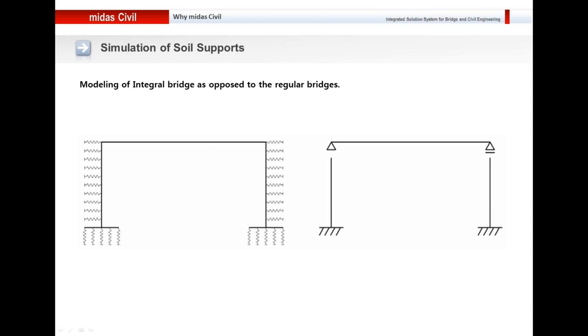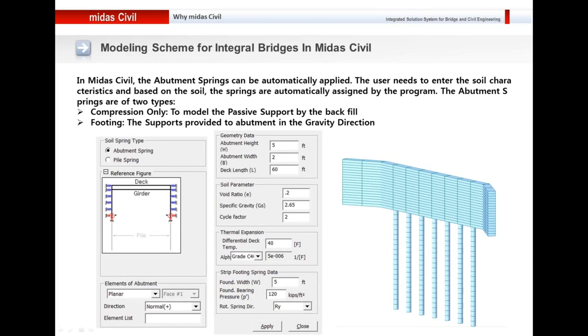Now this is how the integral bridge is modeled as opposed to a bridge which is simply supported. Here you can see that to model the integral abutment bridge, we have certain springs which restrain the abutment laterally, and then we have springs which provide support to the piles, or if we have a raft, these kind of springs are used to support it. So this is how the support modeling of integral bridges is different from the simply supported bridges.